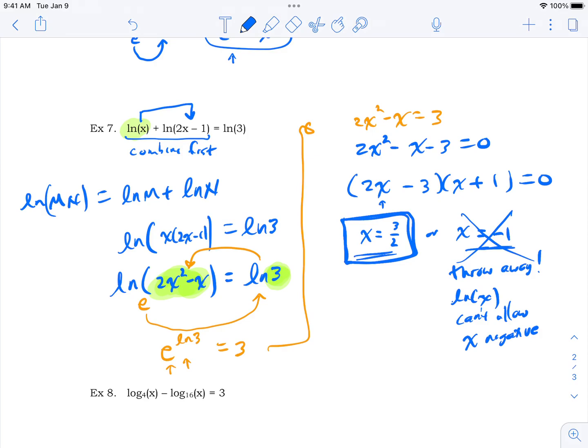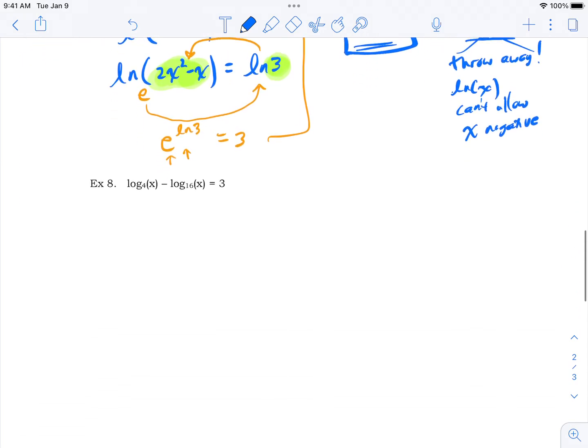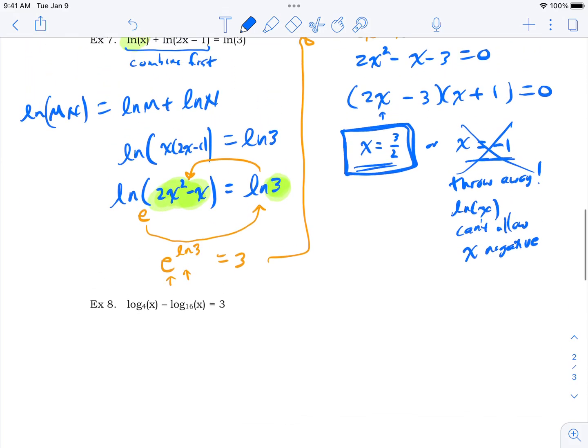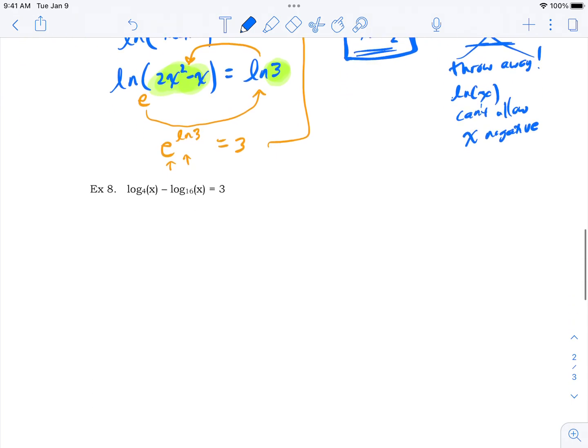Okay, now that was still a swooshy move at heart, right? Swooshy move is usually what you do. It's just that we had some prep work. First we had to combine the logarithms. I look at this one and I say, okay, first we're going to have some prep work. We're going to need to combine those logarithms.